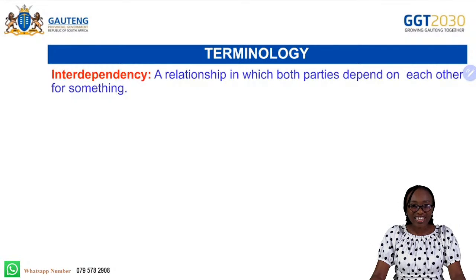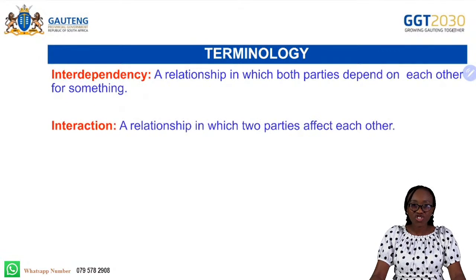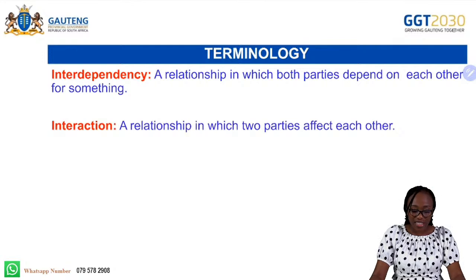Interdependency. This is a relationship in which both parties depend on each other for something. And interaction. This is a relationship in which two parties affect each other.